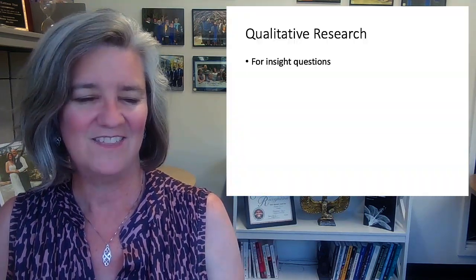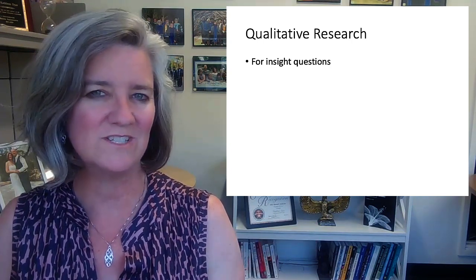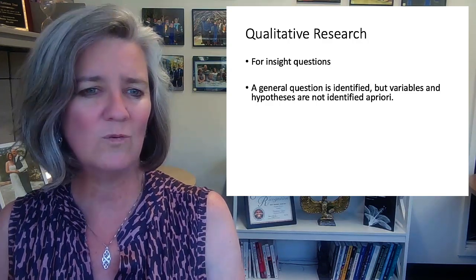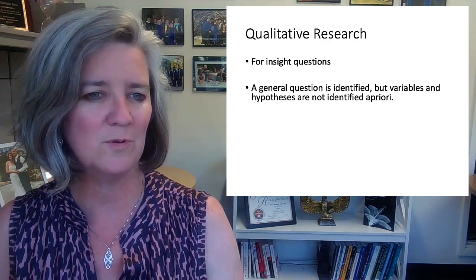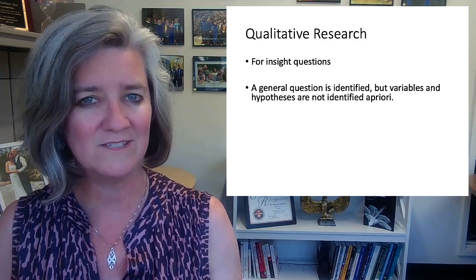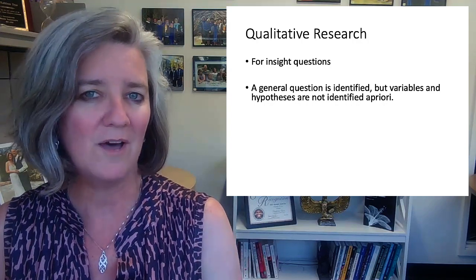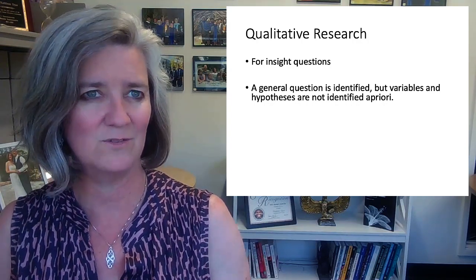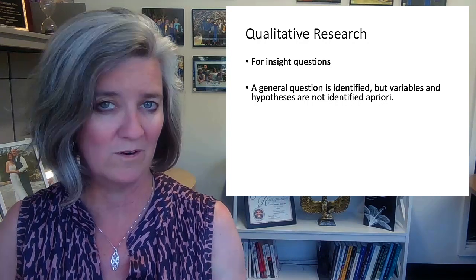So, how do scientists design studies to answer those insight questions? There are a lot of qualitative designs that can be used to answer insight questions. We're just going to talk about a couple of them in this course. A general question is identified, but unlike other study designs, in qualitative research, variables and hypotheses are not generally identified in advance. The empirical process is part of how variables are identified and part of how hypotheses are generated. Those things sometimes happen in the course of qualitative research, but they're not often done before the study.